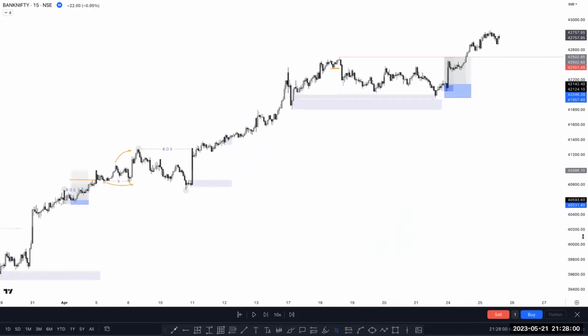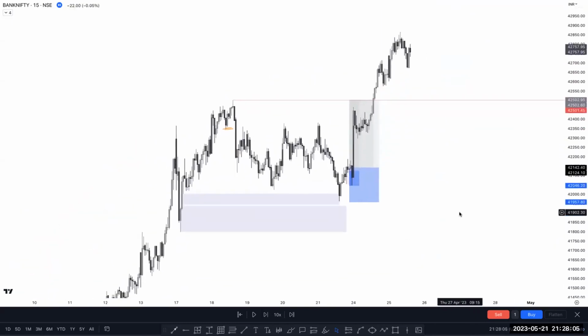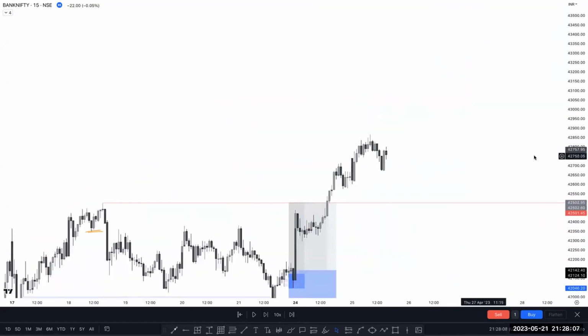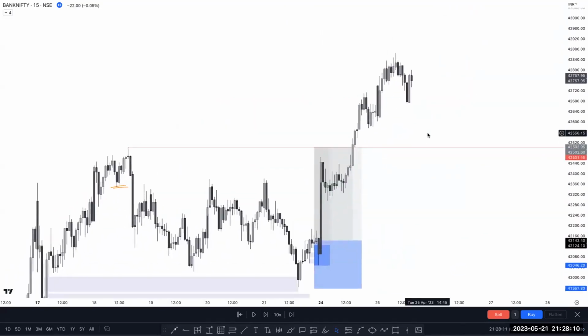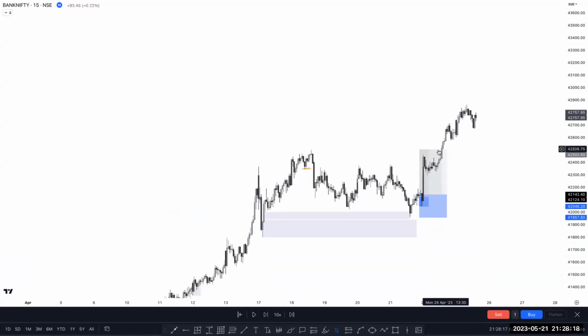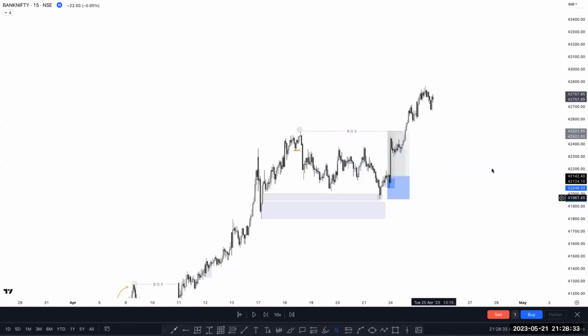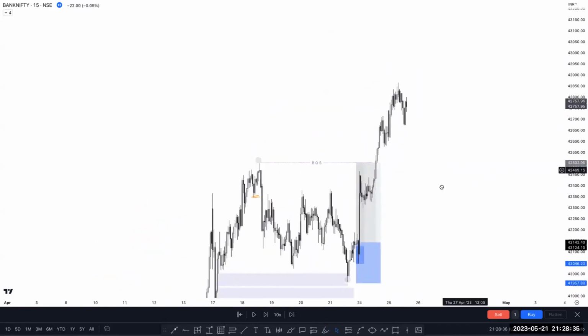Now again, you have to switch here again to taken out the inducement, and first of all you mark the structure first. This point becomes our higher high and this higher low. And this point becomes our break of structure because the candle closes over it. And now you have to wait for it to take out the inducement.